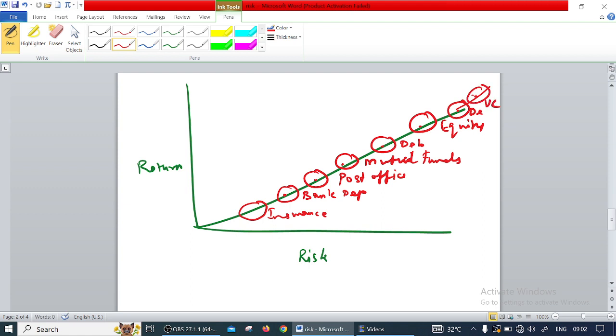Even finally, venture capital funds. So this is the risk and return factors. Based on the risk and return, the different investment modes will be discussed here.